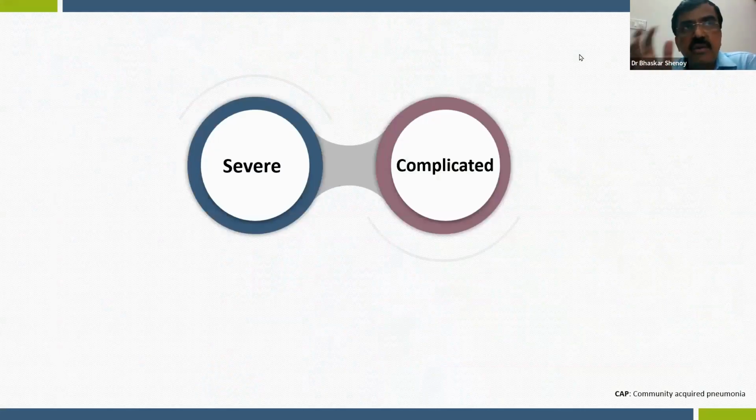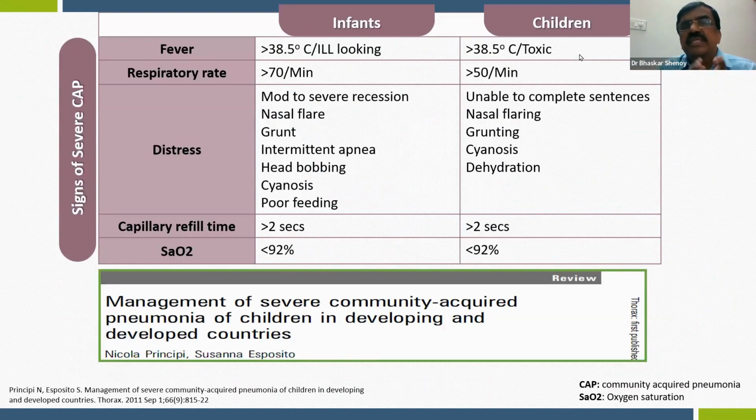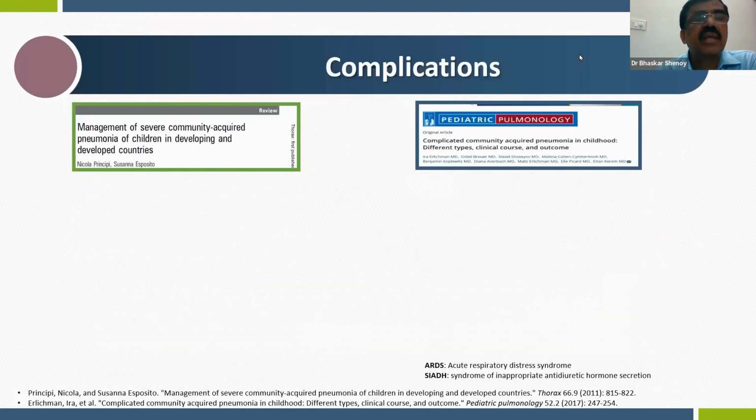In a complicated pneumonia, which can be severe and complicated, the signs and symptoms may be much more severe than in the previous case. The high fever with the tachypnea, grunting, they can even develop cyanosis with a prolonged capillary filling time and reduction in the oxygen saturation.